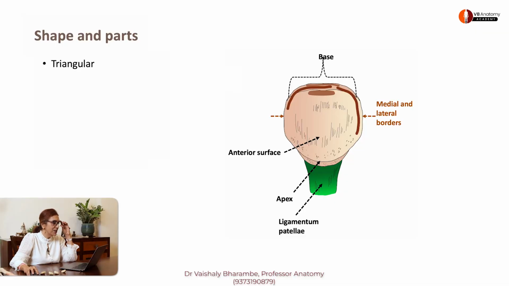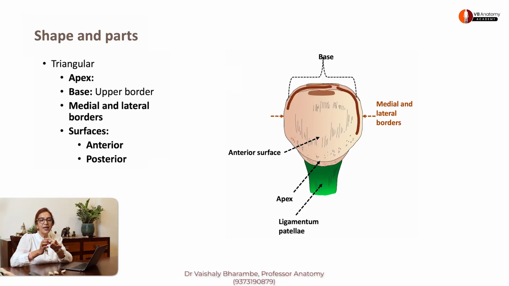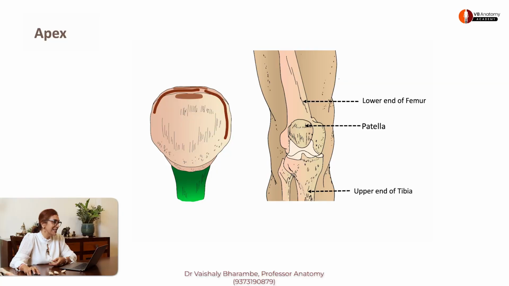So here you are seeing the triangular patella. It has an apex and a base. That upper border that I was trying to show you here is called the base. It has got medial and lateral borders. I know this is right side, so this has to be the medial border. This has to be the lateral border. It has got a rough anterior surface. Can you see how rough it is? Okay. And it has got a very articular posterior surface. Done. That's all there is in patella. Okay. Come, we'll discuss each of these.